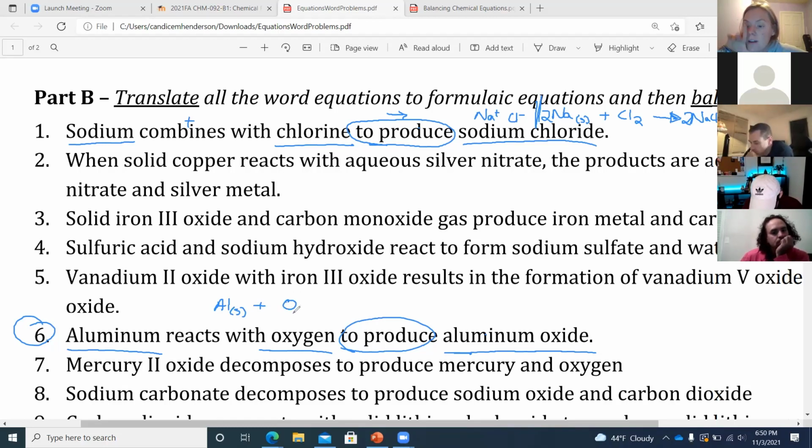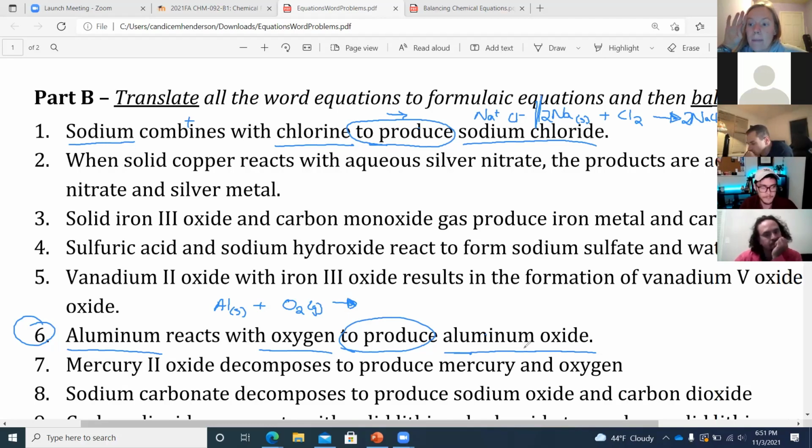Is oxygen just an O? No, it's O2. Oxygen is never going to be presented in elemental form as just O. It's O2. So know your diatomics. This is a gas. It's going to come together to produce aluminum oxide.